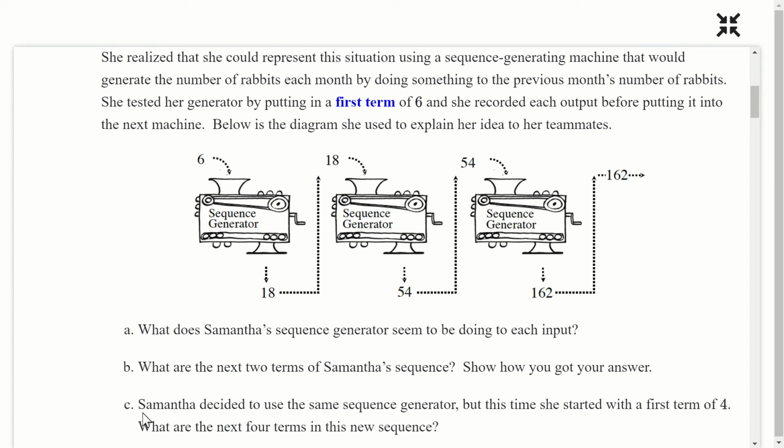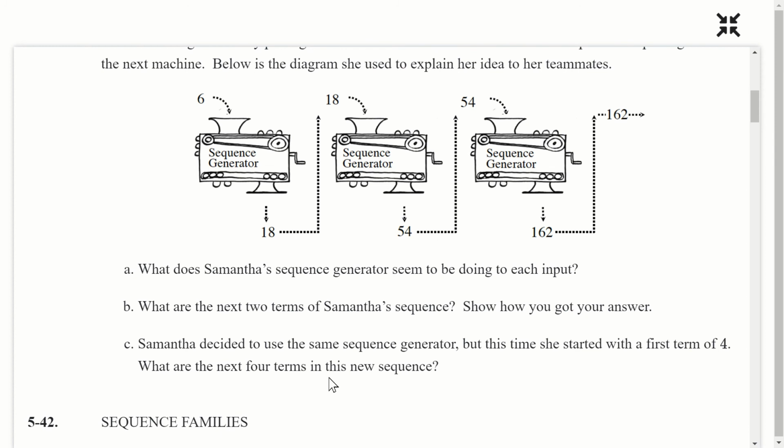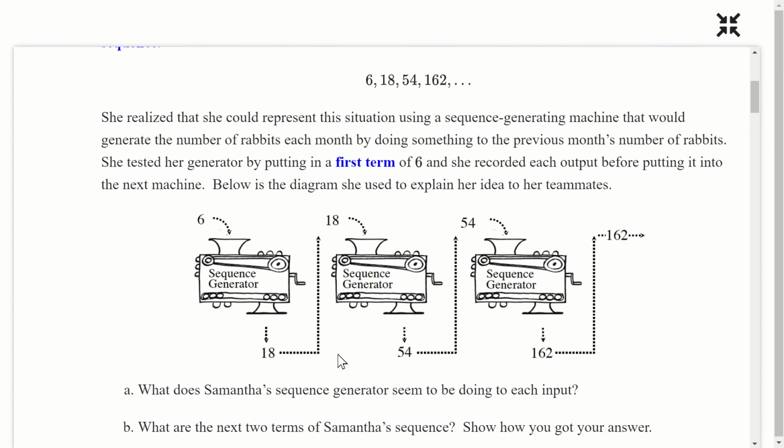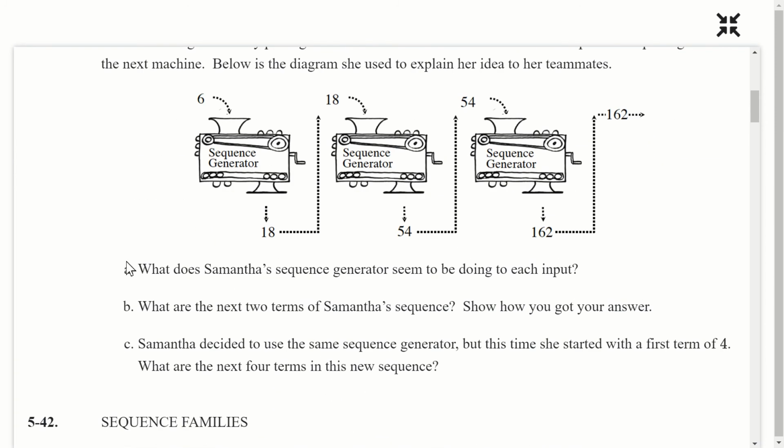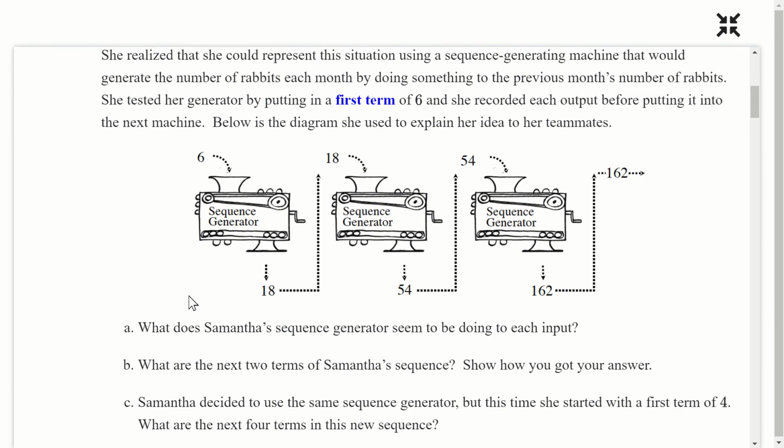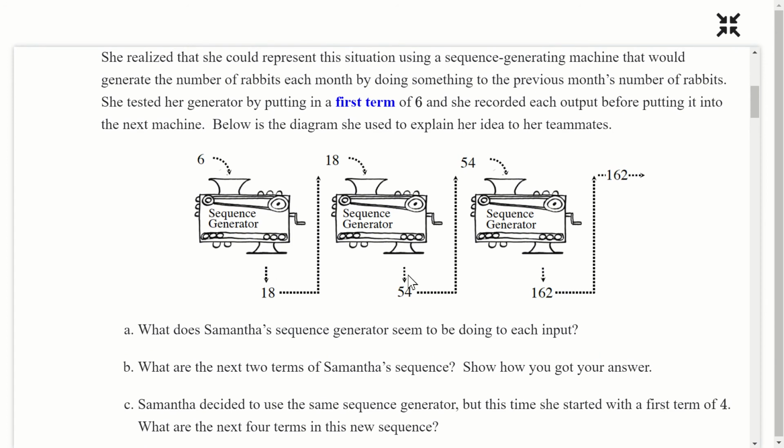Then Samantha decided to use the same sequence generator, but this time with a first term of 4. So this is different. It says, what are the next 4 terms in this sequence? So this is the first item I want you to do. I want you to answer A, B, and C. And again, you can see what's happening with these numbers.